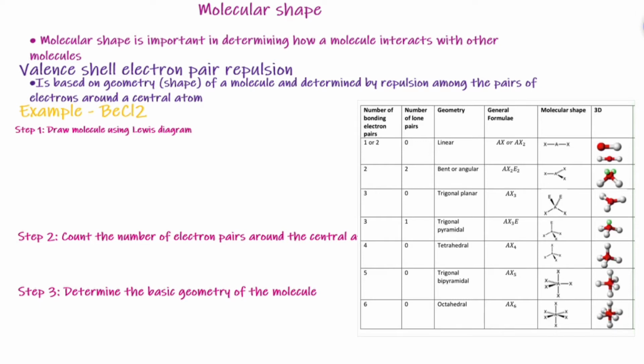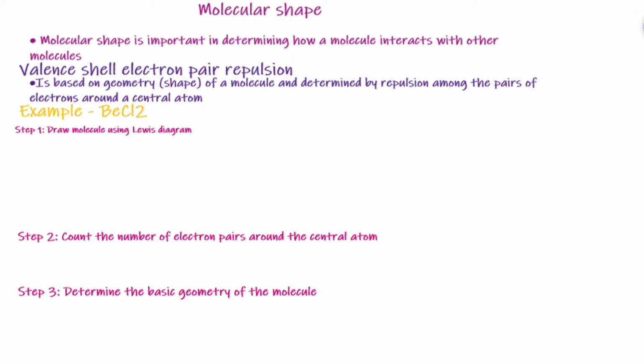It is based on the idea that the geometry or the shape of the molecule is mostly determined by the repulsion amongst the pairs of electrons around the central atom. We are going to look at a few steps here. We are going to first draw the Lewis dot diagram structure. We are going to count the number of pairs of electrons around the central atom and determine the basic geometry structure of the molecule. For this example, we are going to look at beryllium chloride.